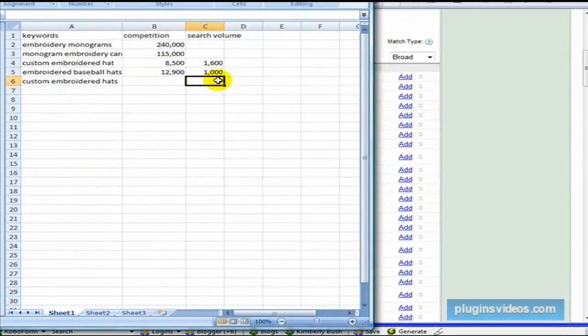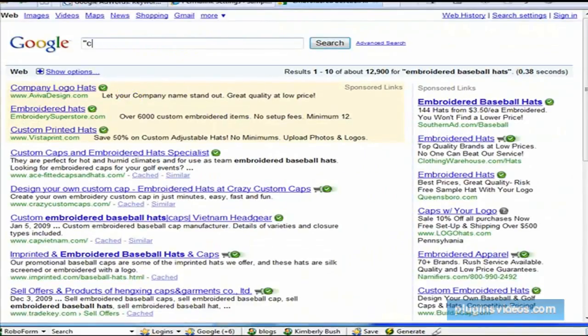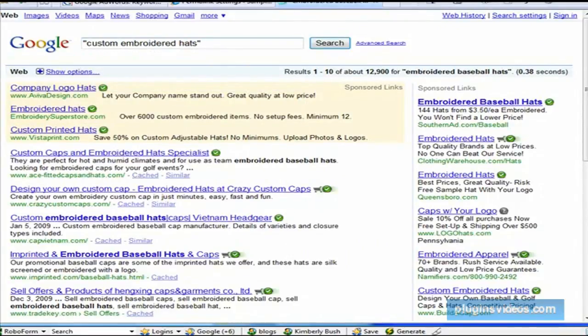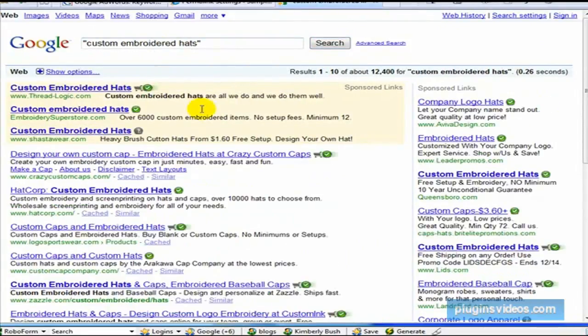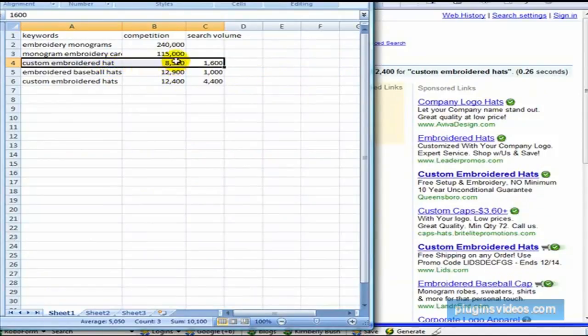is the search volume. But how much does the competition jump up? Custom embroidered hats. Well, there's one way to find out. Remember to include the quotations. Okay, look at that. 12,400. That is fantastic. It's amazing, isn't it? Because that's even less competition. Oh, I'm sorry. It's a bit more competition than this. However, not a lot more. 12,000 is still relatively low, and you're talking about a lot more traffic.